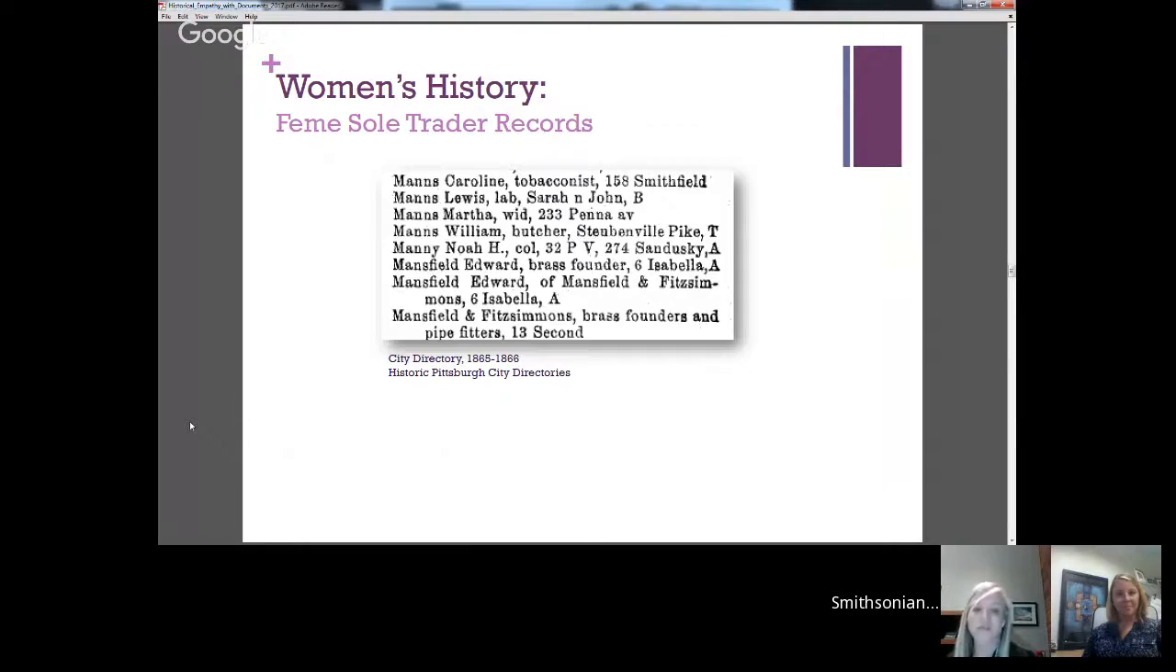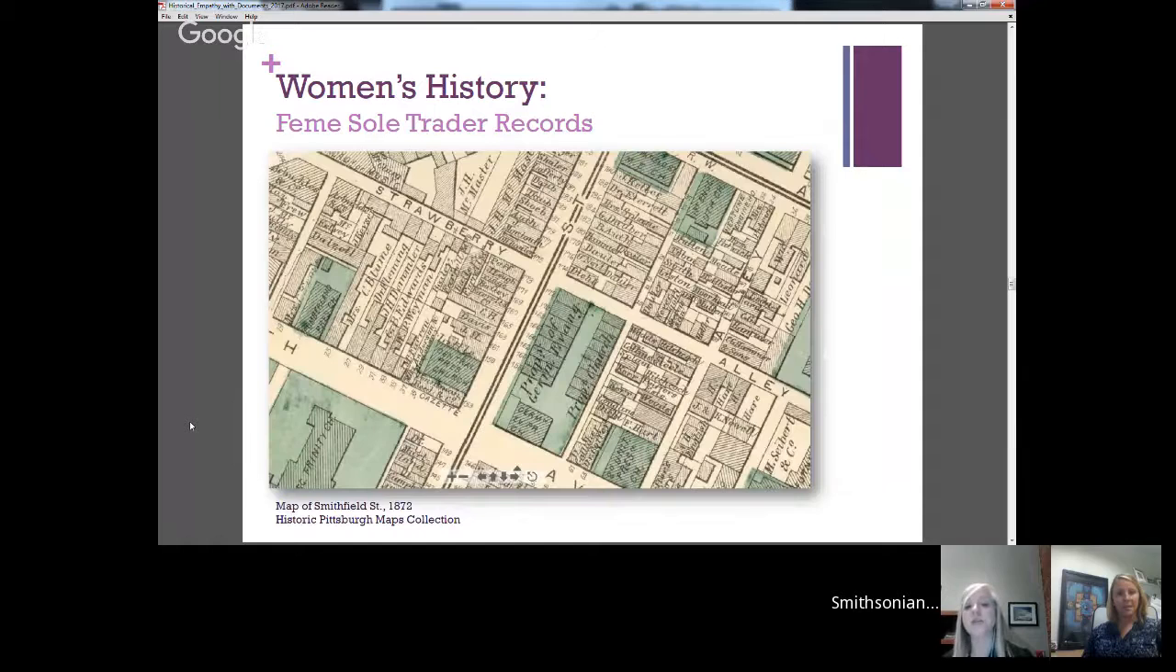And then also, you can use an accompanying piece like a map to be able to physically locate her store, which, as we see, is on 158 Smithfield Street. So this is a map from our historic Pittsburgh maps collection. And then I did some more searching on Caroline Manns and found her within the newspaper archives.